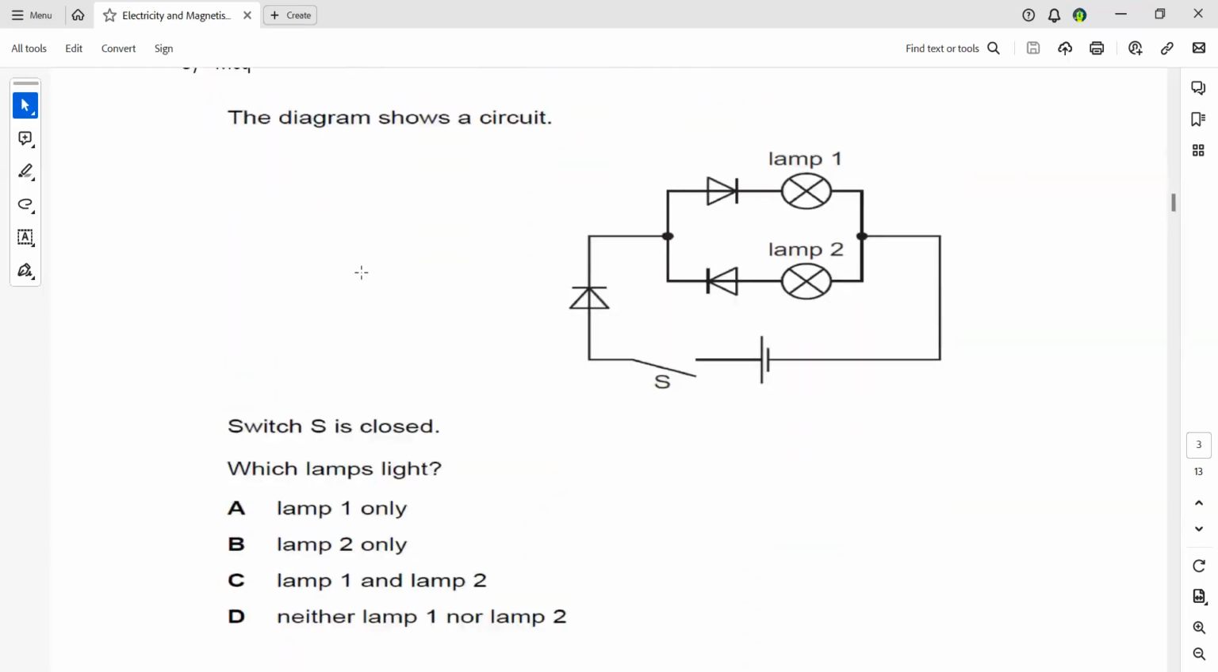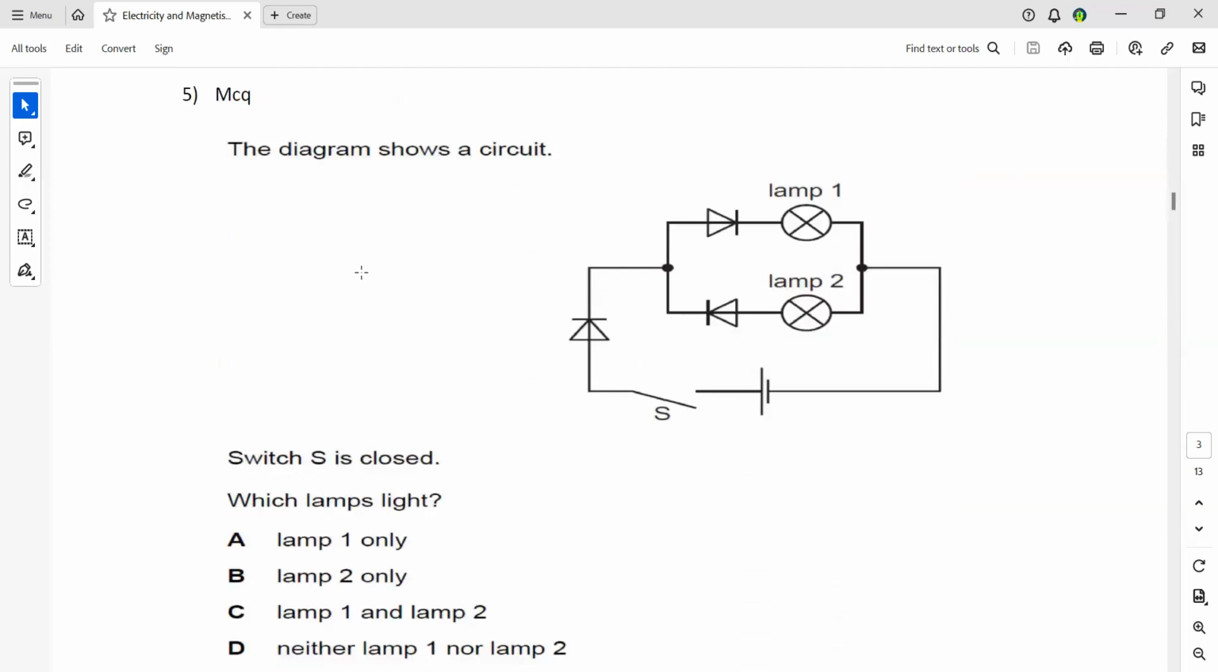In question 5, the diagram shows a circuit. When switch S is closed, closed means we connect it, so the conventional current will move. First, this diode will allow, then this diode will allow. So which lamp will be on? Only lamp 1 will be switched on. That's why A is the right answer for this.